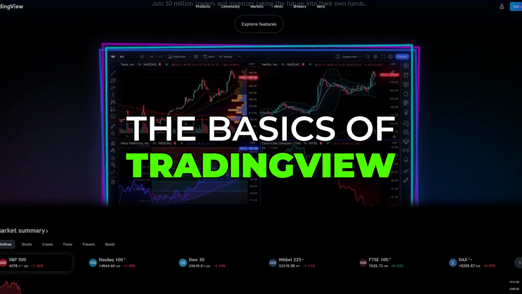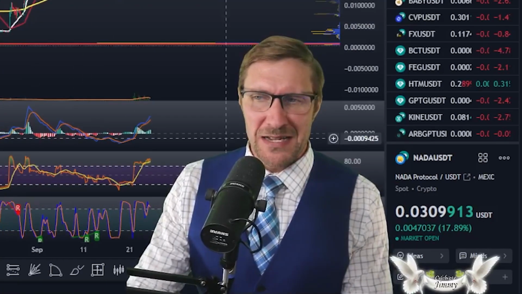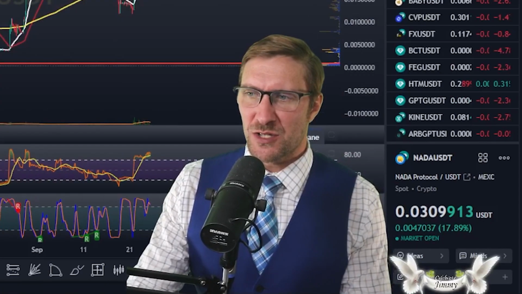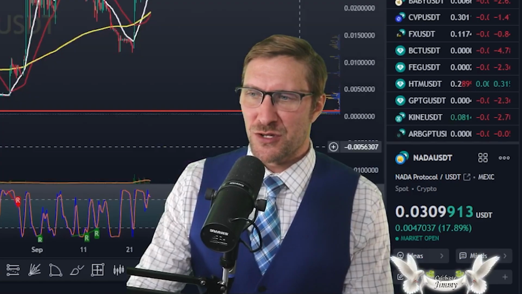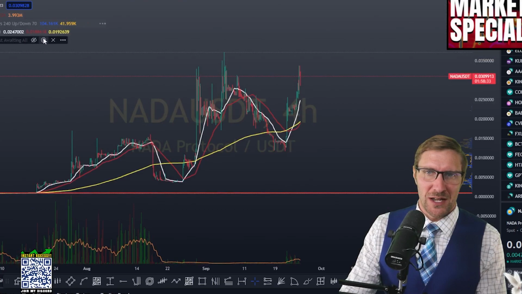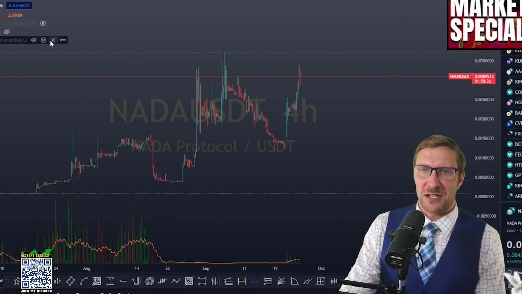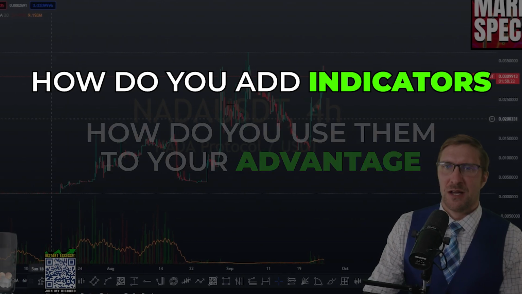Today, I want to go over the basics of TradingView. I use TradingView all the time, but I don't go over the basics. Let's look at a chart at the very beginning, when there's nothing on the chart and it just begins. There are no indicators, because you're going to get whatever's there, and when you start off, you're not going to know how to add these indicators. Let's just X them all off the screen right now. How do you add indicators? How do you use them to your advantage?